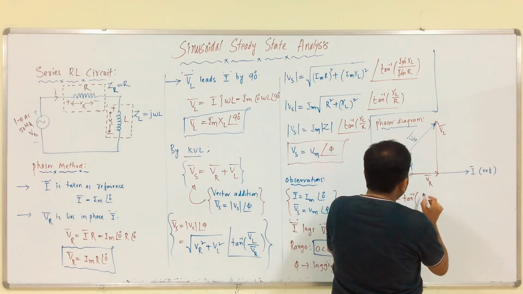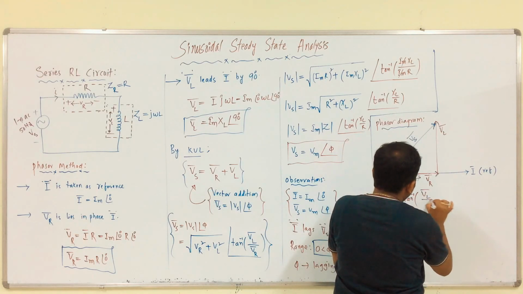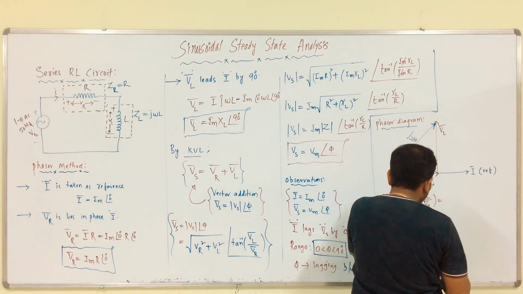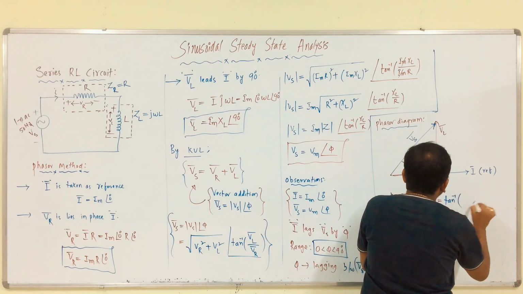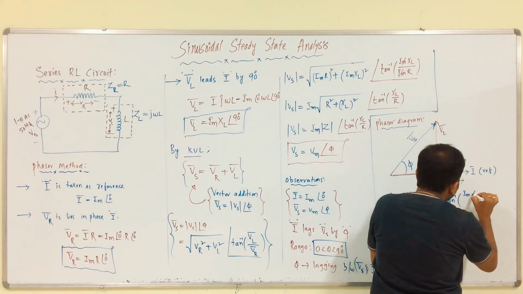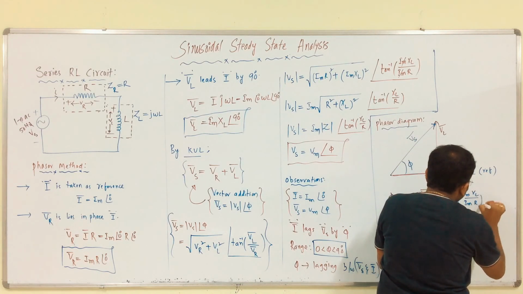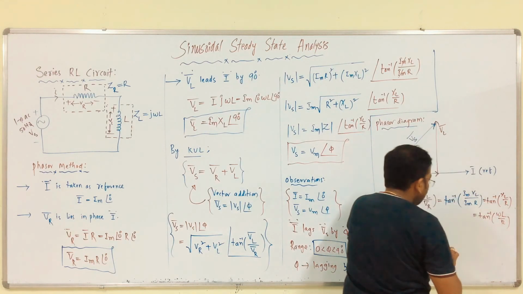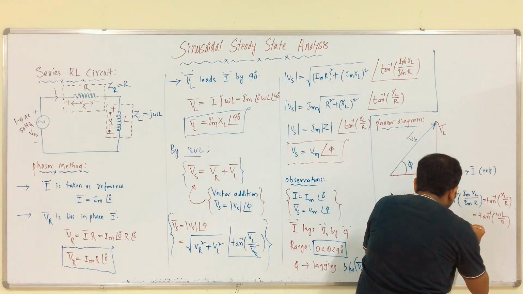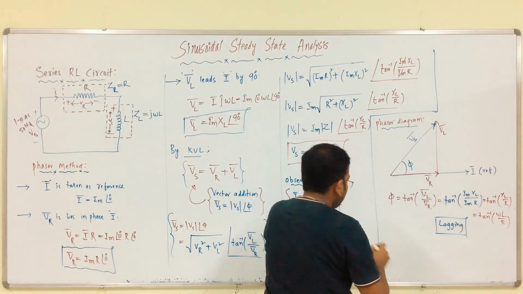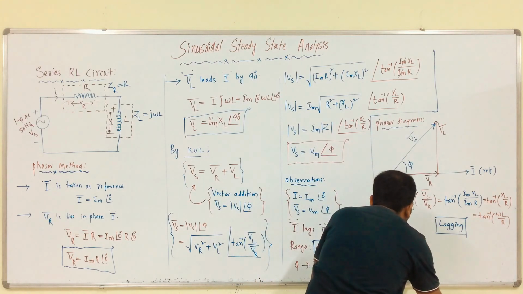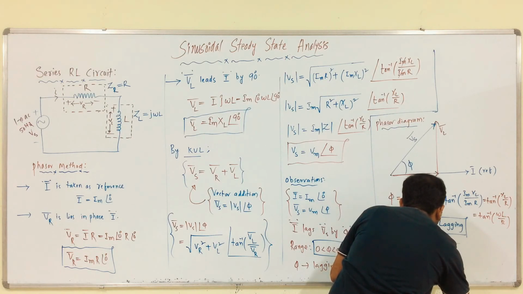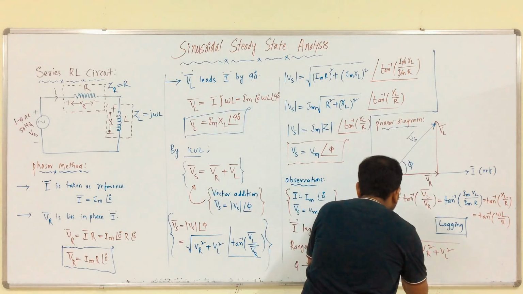Tan inverse. This is what? VL by VR, which is equal to tan inverse of VL, which is IM XL, by IM into R. From this, tan inverse XL by R, which is equal to tan inverse omega L by R. This is lagging. Okay, this is very important. And next, the magnitude of Vs is nothing but what? Square root of VR square plus VL square. This is also very important.